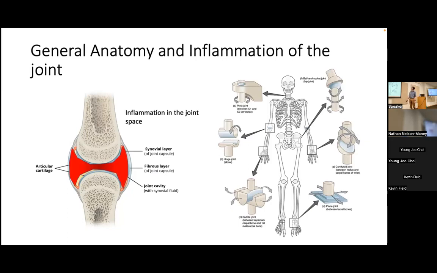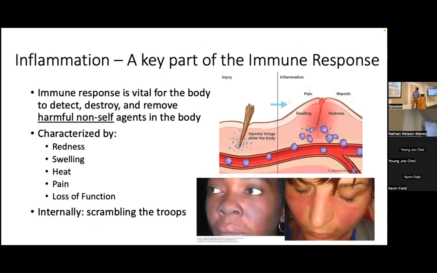So arthritis, again, is inflammation in the joint space. Its hallmark is immune cells that react to something in the joint, come in there and cause damage to the joints. Inflammation is a really key part of the immune response. And the immune response is vital for the body's response to things that are not supposed to be there.